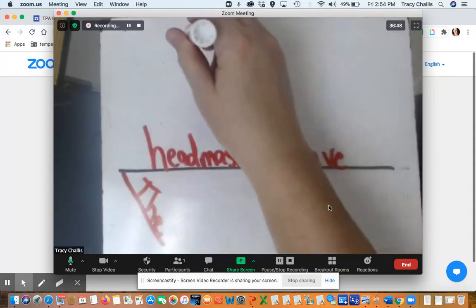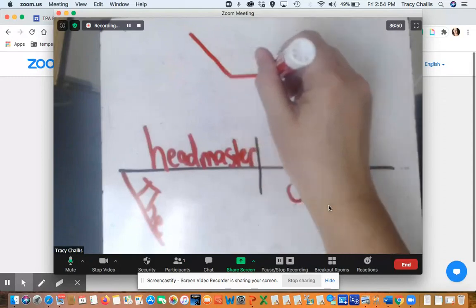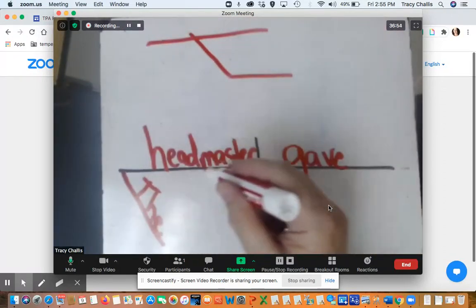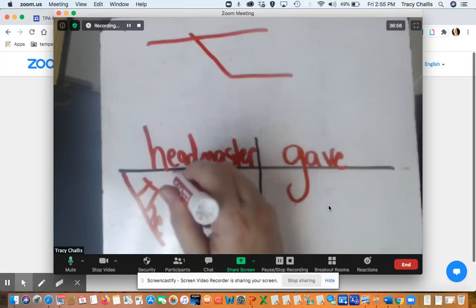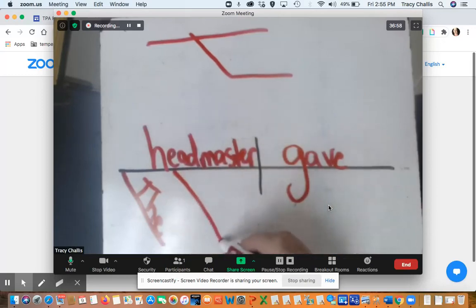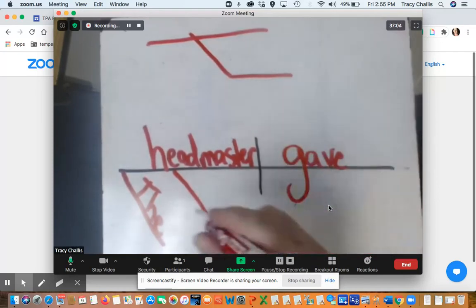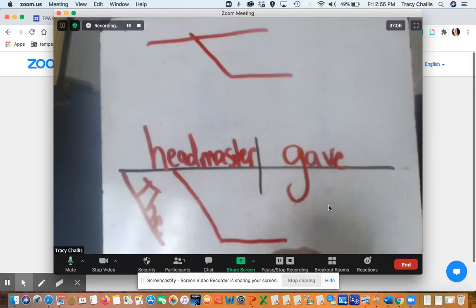Okay, remember when we did prepositional phrases? They were like that, and they were underneath a word. Well, now we know the word that it's attached to. So you're going to make the prep phrase lines right underneath that. Try not to get them hanging out underneath your verb because it should be underneath headmaster.